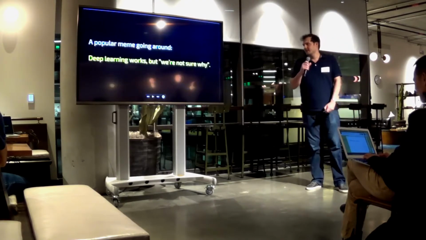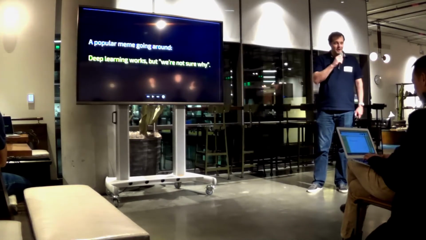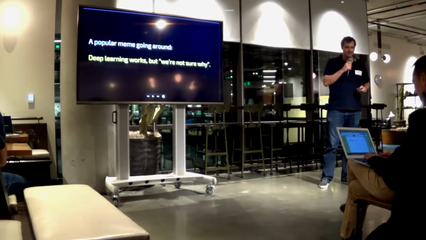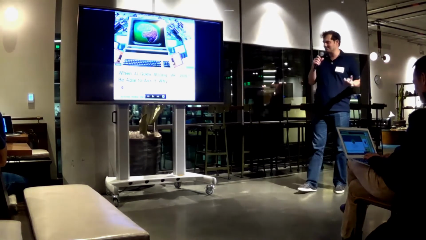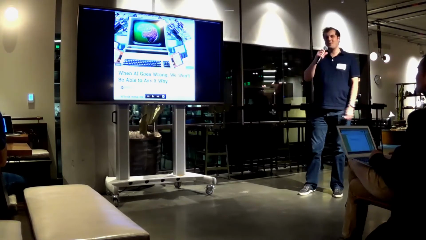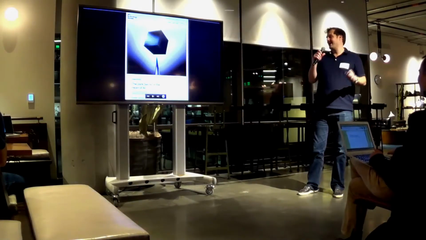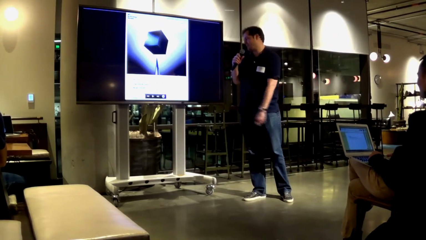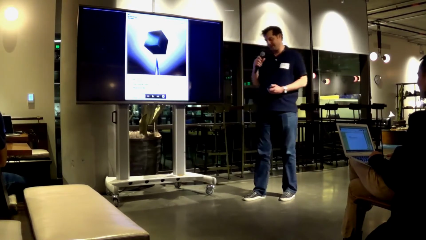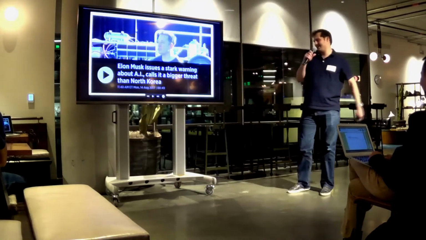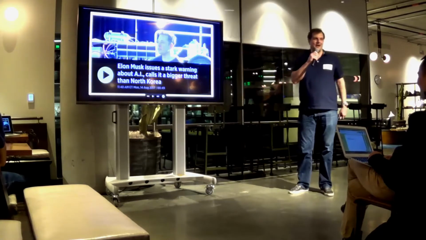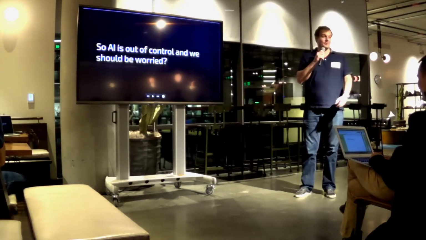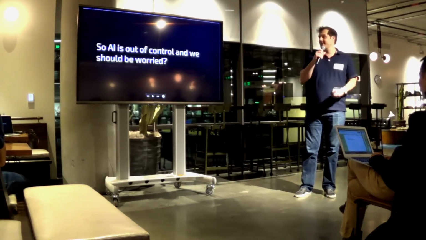So there's a popular meme going around, and that is this idea that deep learning works, but we're not sure why. And you can see it in headlines and blogs and news. When AI goes wrong, we won't be able to ask it why. The dark secret at the heart of AI: no one really knows how the most advanced algorithms do what they do. It sounds scary. Of course, Elon Musk issues a stark warning about AI and how it's a bigger threat than North Korea, because of course. So is AI out of control and we should all be concerned, or is there more to that story?